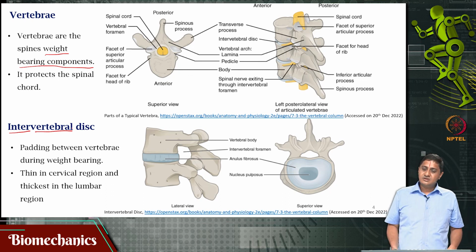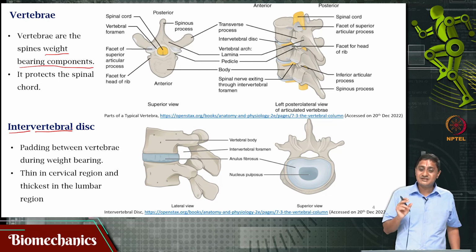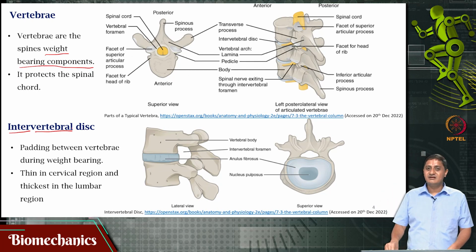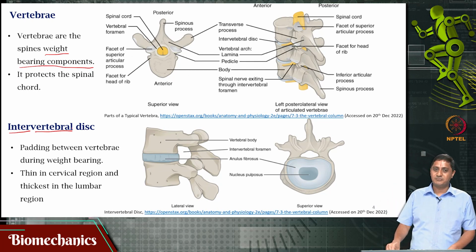By this logic also, the intervertebral disc must be thin at the cervical region and relatively thicker at the level of the lumbar vertebra and the sacrum. Why is that? Because as you go down, the weight increases. So, the necessity for padding also increases. So, the intervertebral discs become thicker as you traverse from the top of the vertebral column to the bottom of the vertebral column, because there is a higher need for weight bearing.